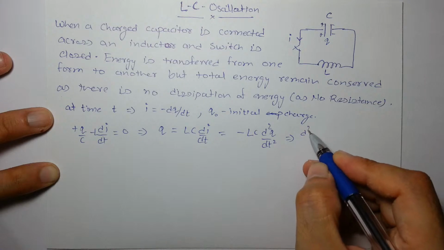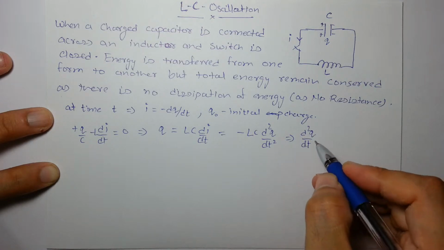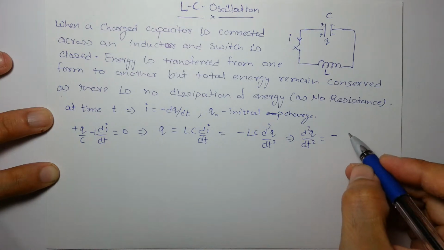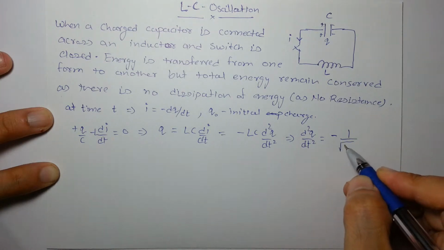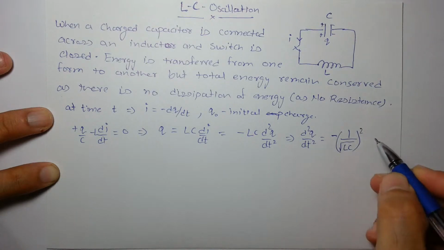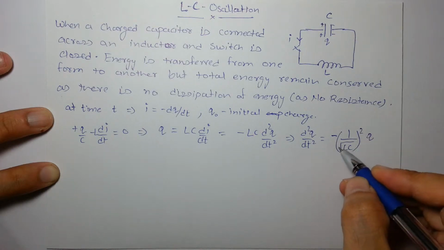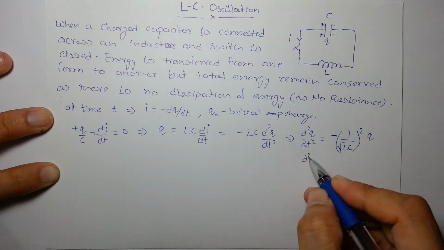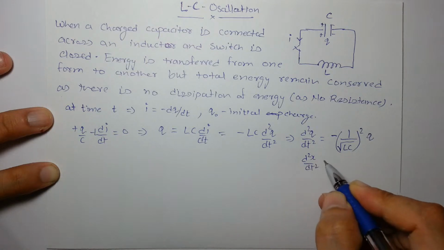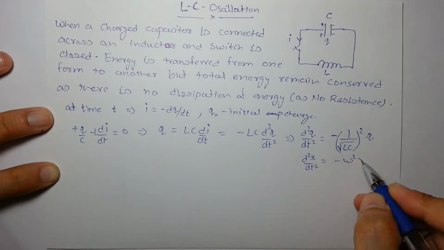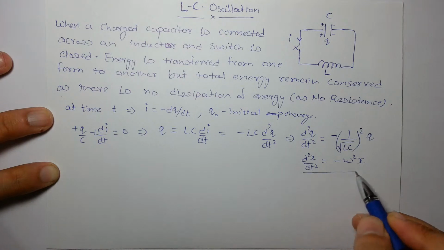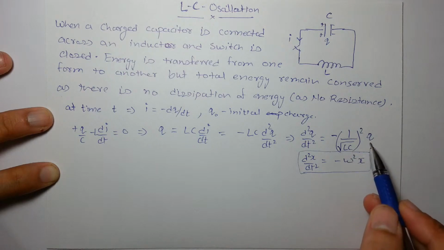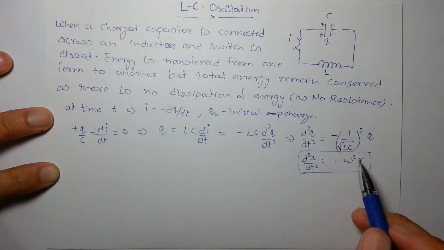So we can write d2q by dt square as minus 1 by root LC whole square into q. Why am I writing it in this manner? Because I have to compare it with the equation d2x by dt square is equal to minus omega square x, and this is a very famous equation for SHM. So we can say the charge will perform a simple harmonic oscillation.